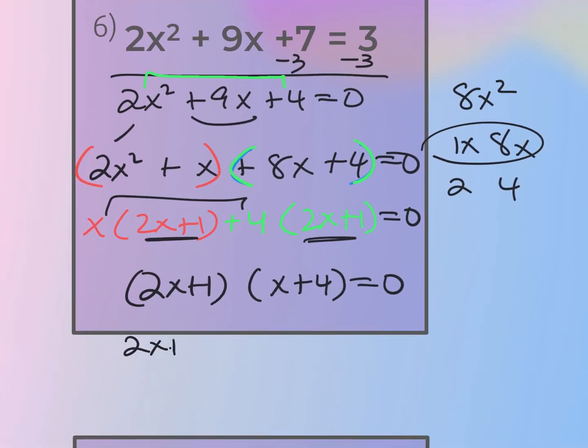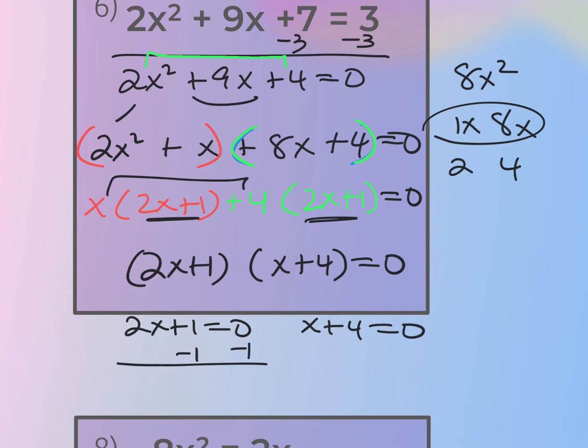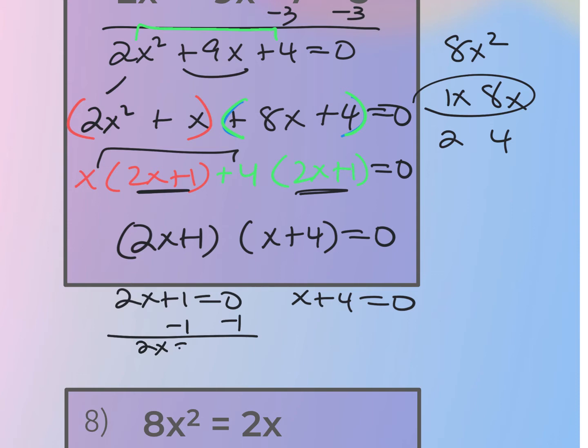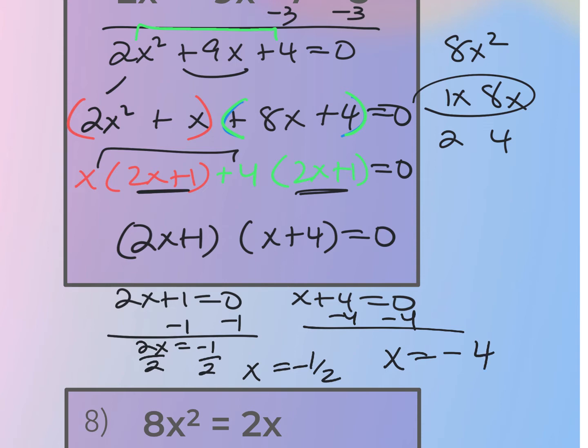So 2x plus 1 equals 0, x plus 4 equals 0. Subtract 1, 2x equals negative 1. Divide by 2. My first answer is negative 1/2. Over here, subtract the 4, and the other one is x equals negative 4. So those are my two solutions here. Let's try number 7. Pretty good.